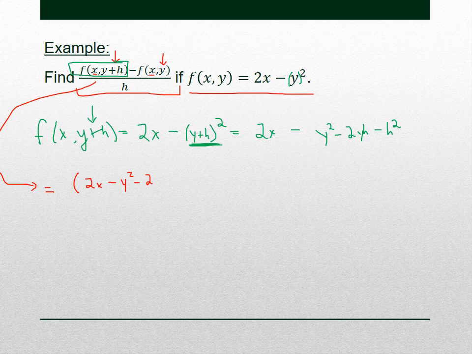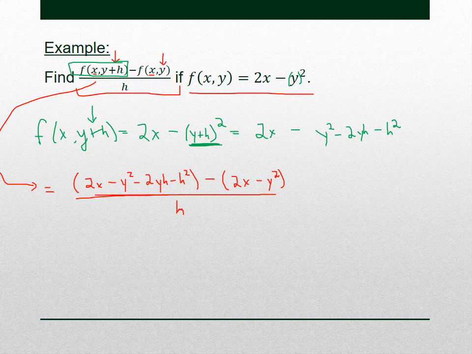So now let's take that and plug it into the difference quotient here. So this whole thing is equal to, we're going to plug in what we just got, 2x minus y squared minus 2y h minus h squared, and then subtract the original f of x comma y, so that's what we started with.